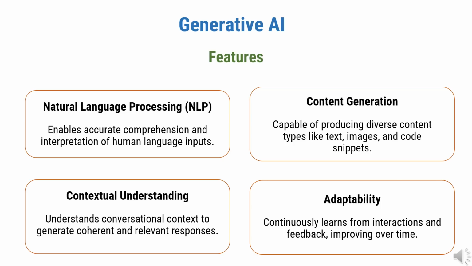Features: natural language processing enables accurate comprehension and interpretation of human language inputs. Contextual understanding understands conversational context to generate coherent and relevant responses. Content generation capable of producing diverse content types like text, images, and code snippets. Adaptability continuously learns from interactions and feedback, improving over time.